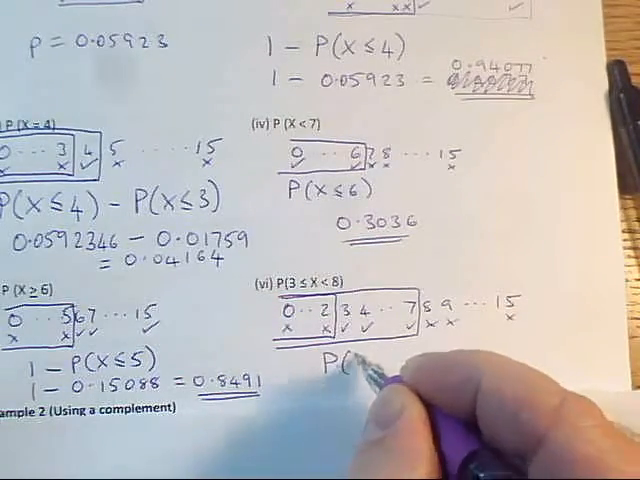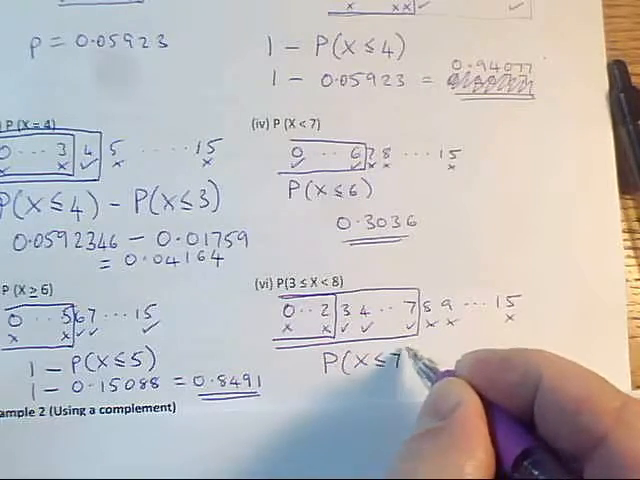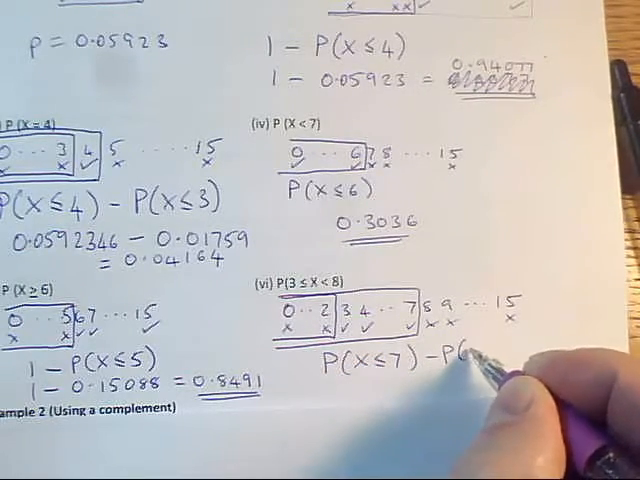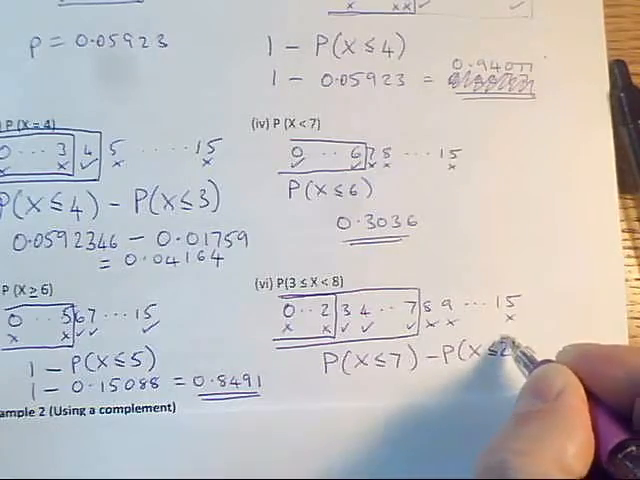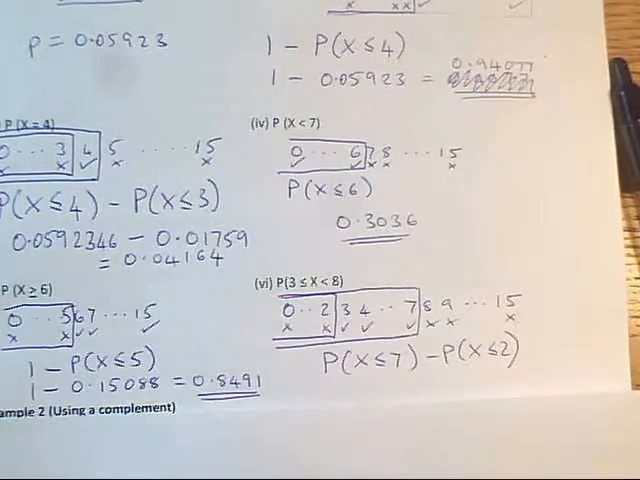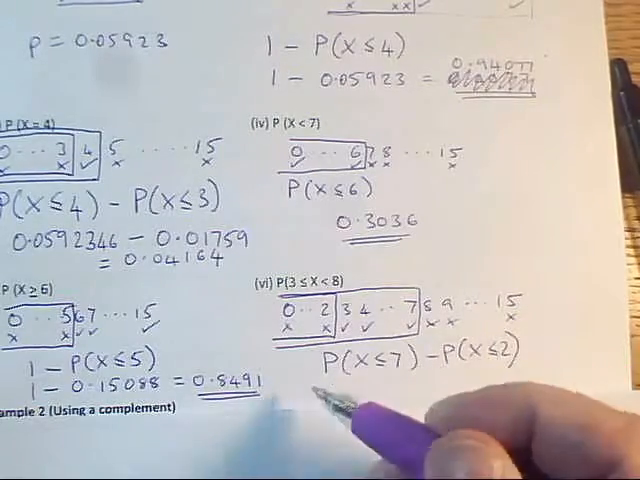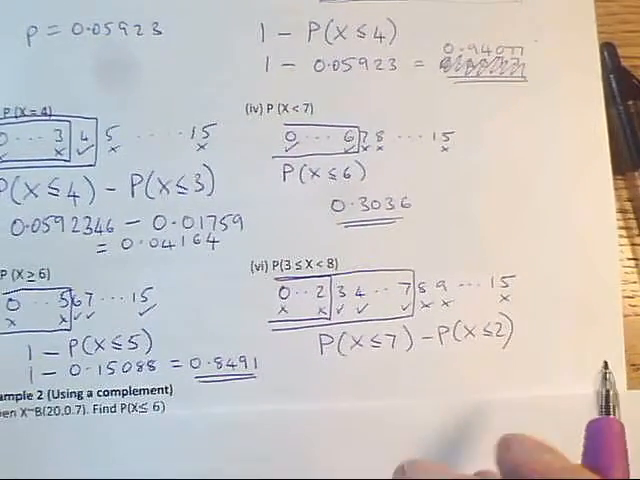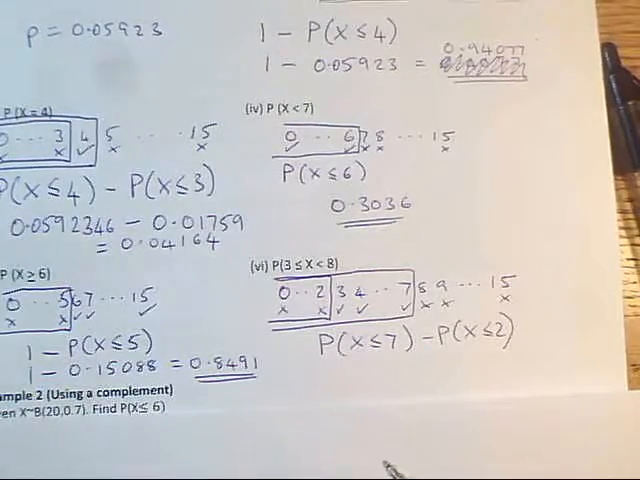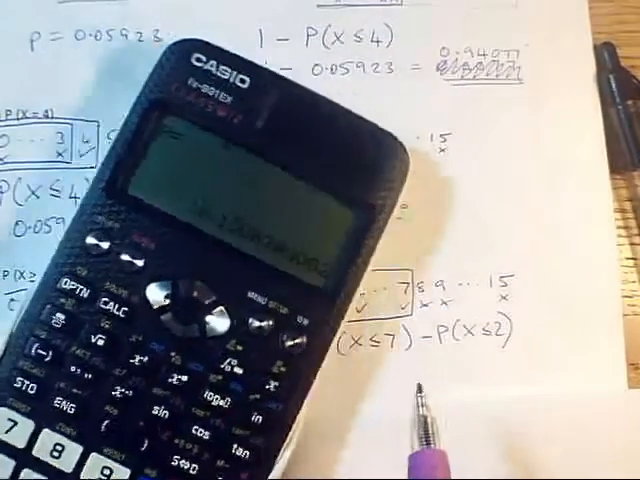So I need to do probability of x being less than or equal to 7 minus the probability of x being less than or equal to 2. Okay. So notice that I'm not using either the 3 or the 8 from the question. That's why you need these diagrams, so you can actually see clearly what probabilities you do need. So I don't think I've had either of these probabilities before.